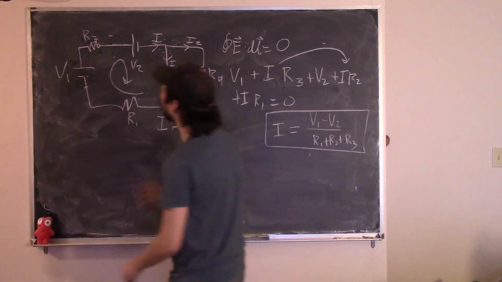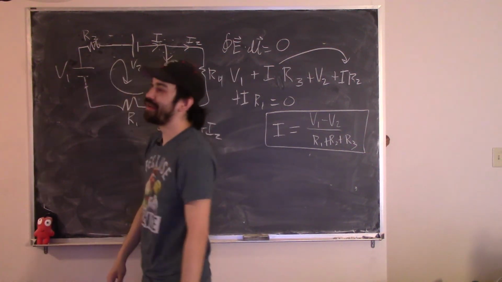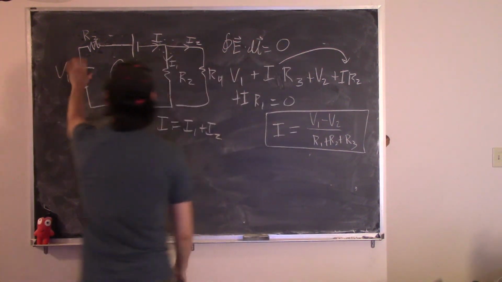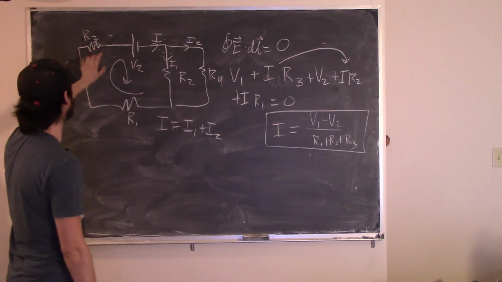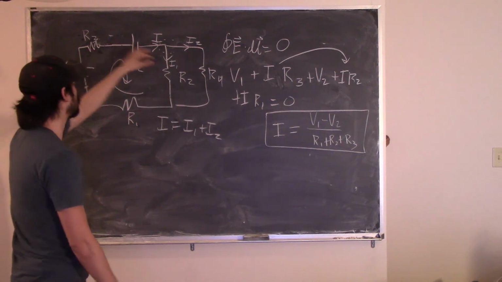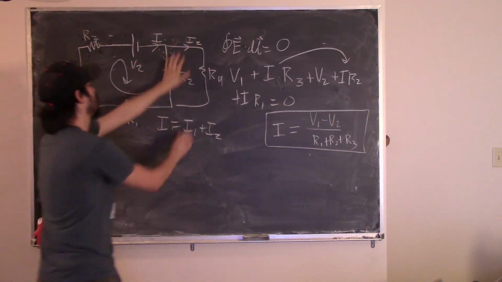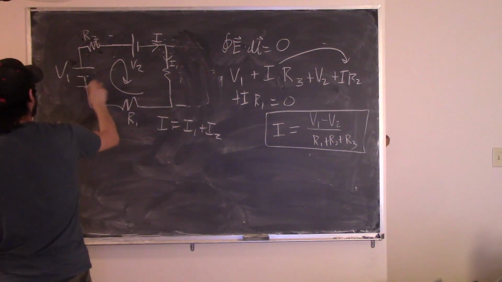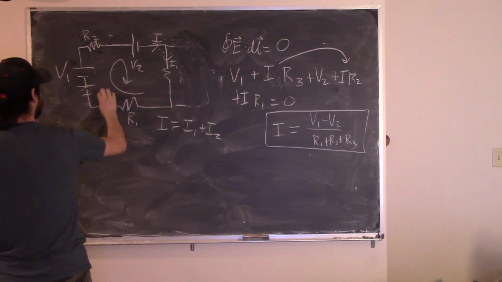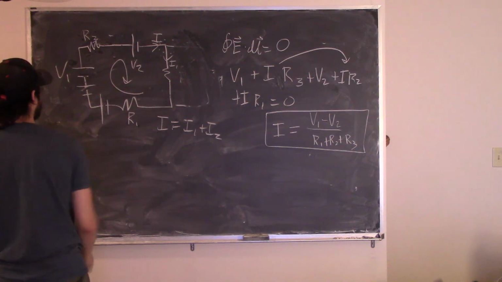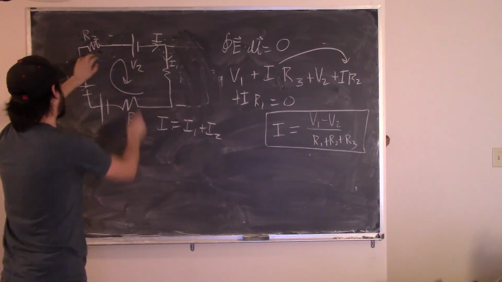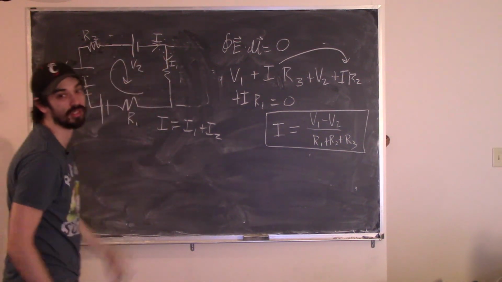Putting more batteries here would change what the current is compared to if I had fewer batteries, but it doesn't change the relative magnitude of the current through each individual resistor. I could put as many batteries as I want here. Adding more batteries would change what the overall current is, but it doesn't change the fact that the current through each one of these resistors is the same.